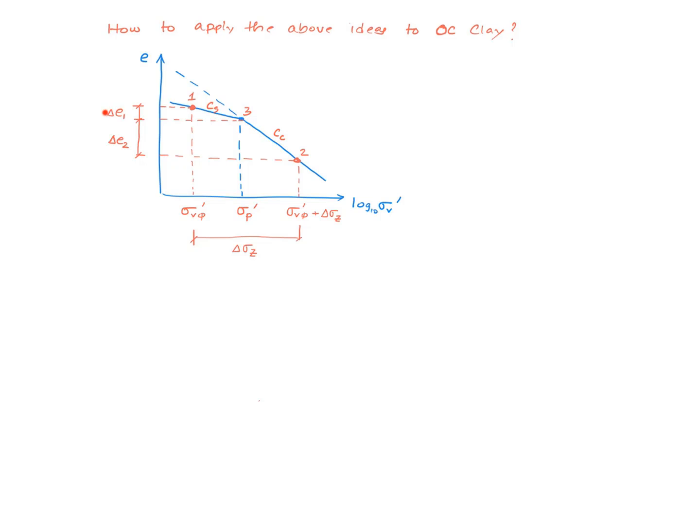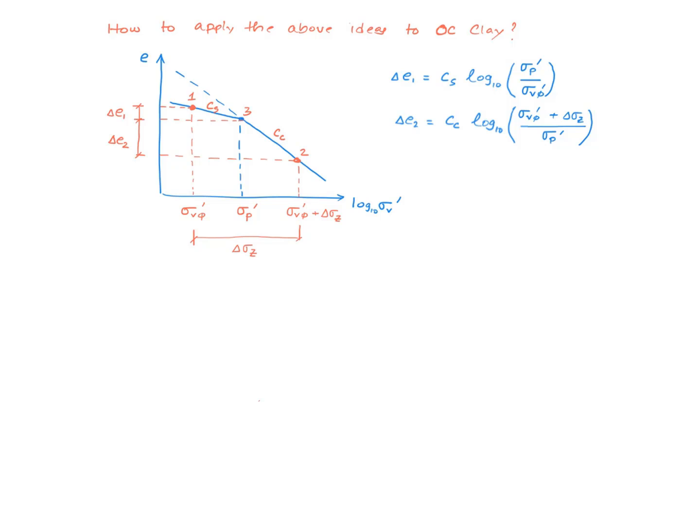So we'll call these delta e1 and delta e2. We can utilize the equations we derived earlier in order to calculate this. You just have to recognize the fact that the slope of this line here is C sub S, whereas the slope of this line is C sub C. Here are the corresponding equations. Make sure you use the correct stresses in these equations.